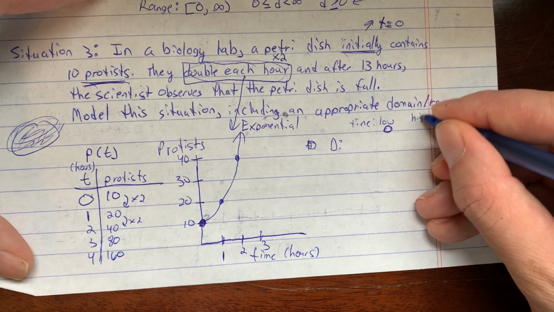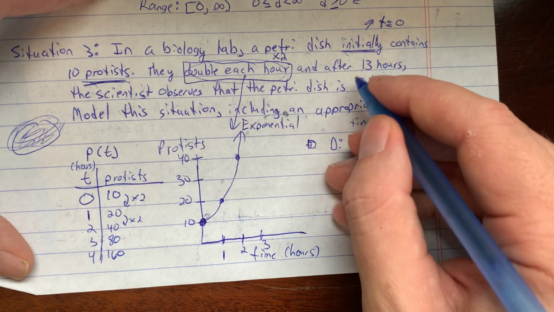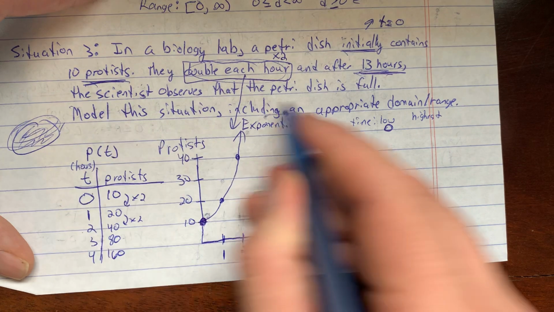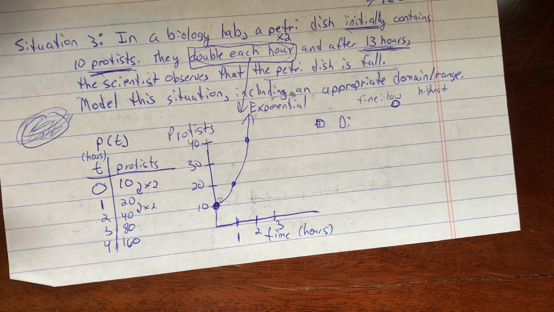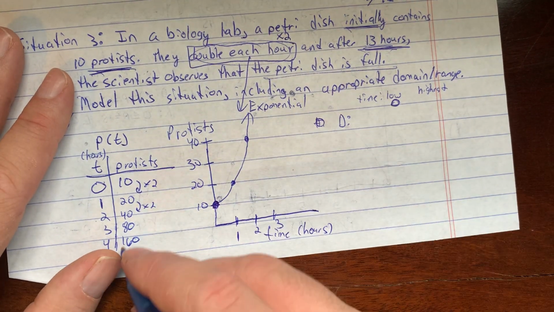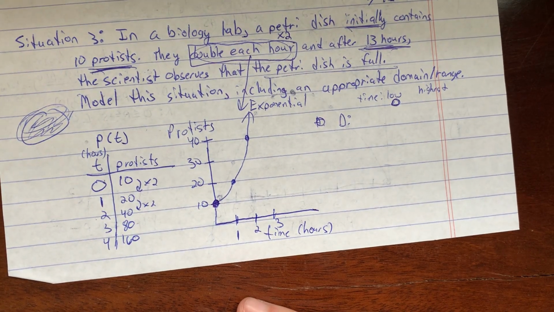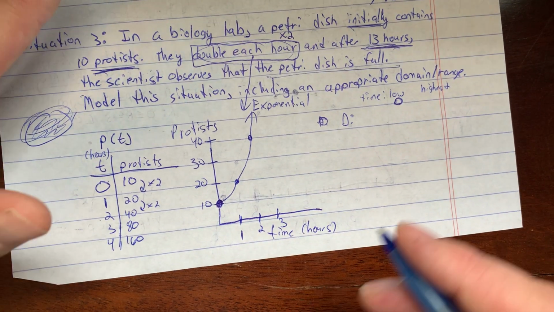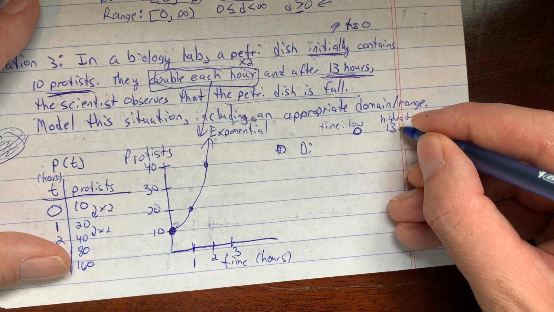Is there a highest amount of time for this model? And the answer is yes. After 13 hours, the petri dish is full. And that tells us that, when the petri dish is full, they're probably not going to keep doubling. This model will fall apart, and they won't keep doubling. Maybe they'll stay constant. Maybe they'll die. We're not exactly sure what's going on, but it won't keep doubling because it's already full. So I'm going to say the highest is 13 hours.